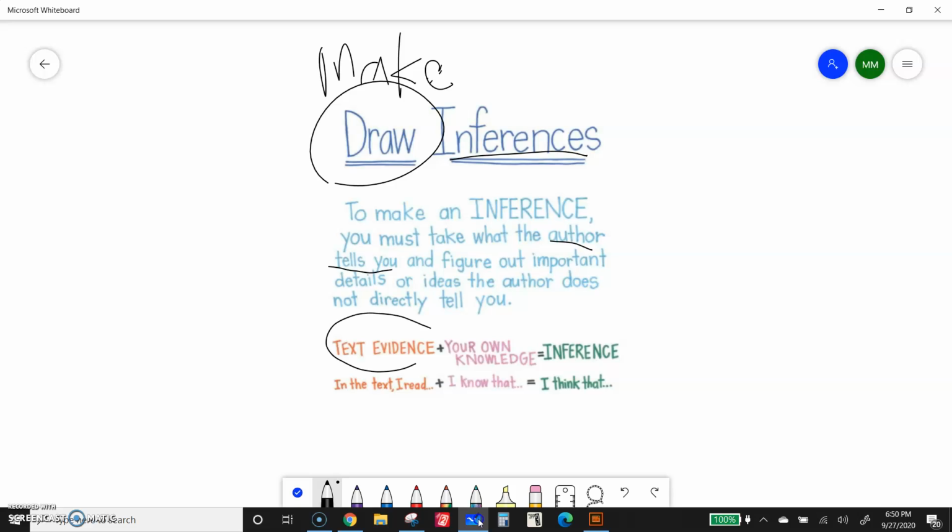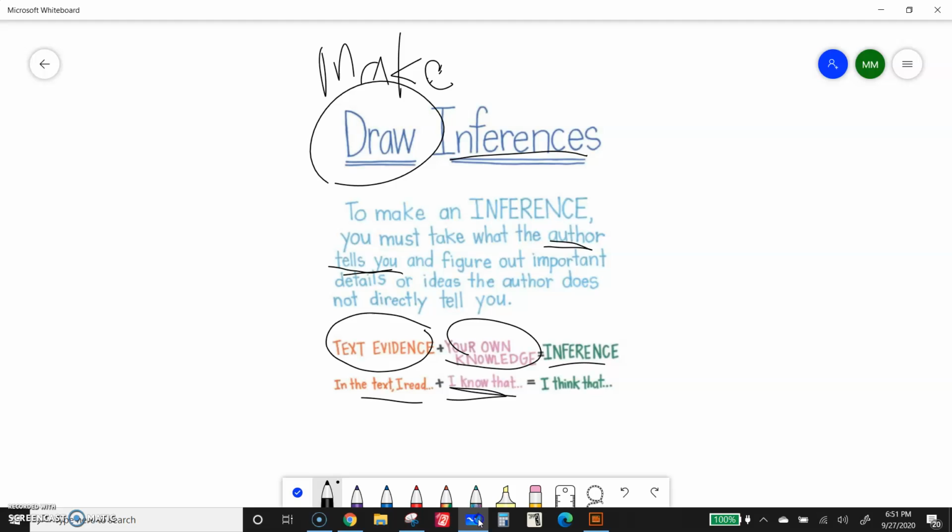So we take that text evidence, what the author actually tells us straight out in the story. We take our own knowledge, what we know, and then we can make our inference. So maybe in a book it describes a girl's face as red and, okay, sorry, I thought I had to sneeze. Her face is red, she's looking down and standing in front of her class. We might assume she's embarrassed because we know that if someone's in front of their class and their face turns red, they might be feeling embarrassed.